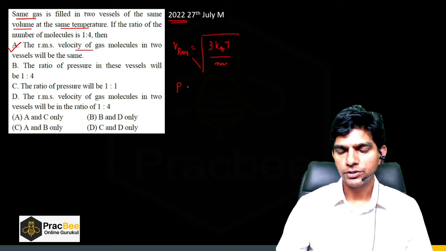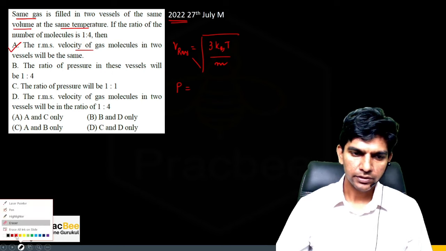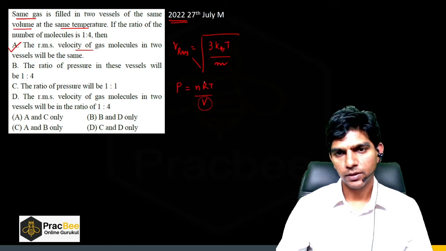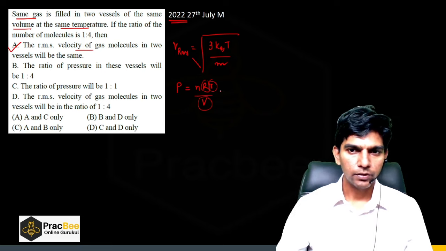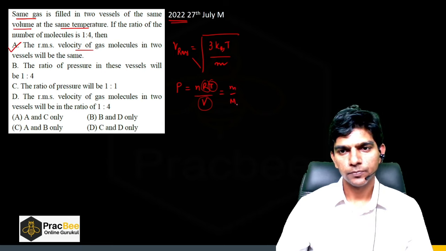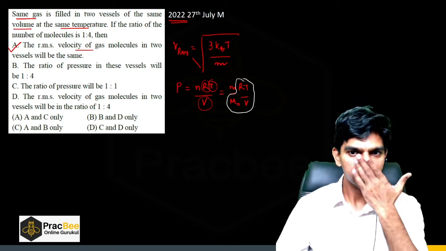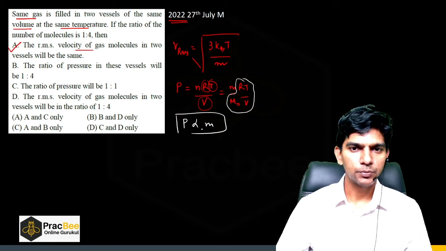Now what is pressure? Let me first write it as PV = nRT, so P = nRT by V. Now volume is same, R is same, temperature is same. So pressure is directly proportional to number of moles, and moles is nothing but mass upon molar mass. So can you see this factor? This factor is same for both the vessels. So we can say pressure is directly proportional to the mass.